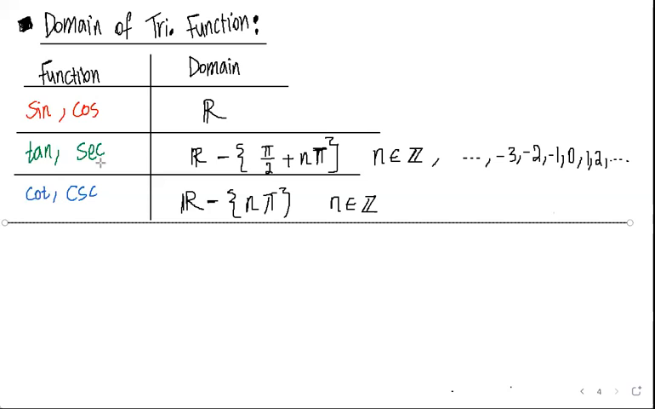What is the Z? The Z here means the integer numbers. It is minus 3, minus 2, minus 1, 0, 1, 2, 3, 4, 5. This is the integer numbers: the positive natural numbers, the 0, and the negative natural numbers. This is it.